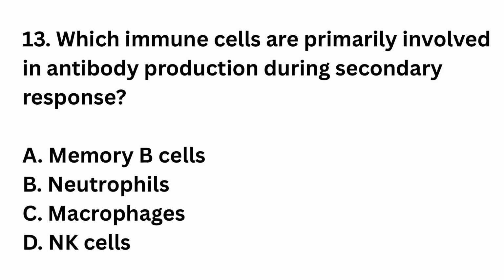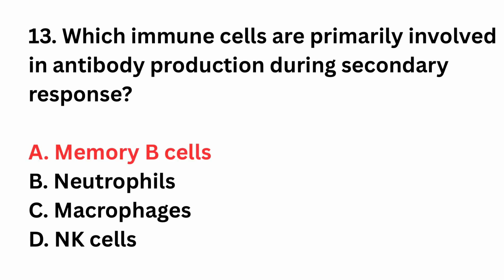Question number 13. Which immune cells are primarily involved in antibody production during secondary response? Memory B cells, neutrophils, macrophages, natural killer cells. The right answer is option A, memory B cells. They quickly differentiate into plasma cells. This produces rapid high-affinity antibodies.